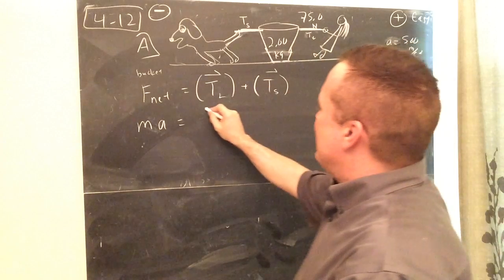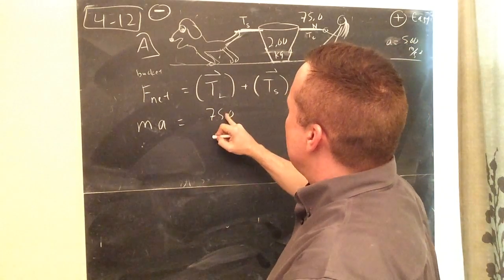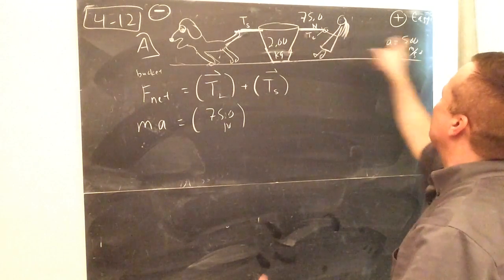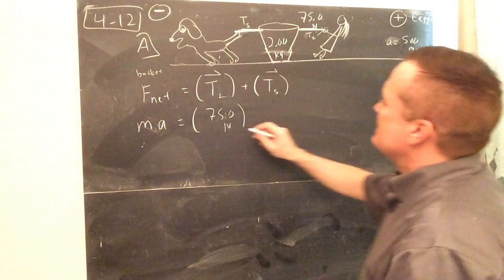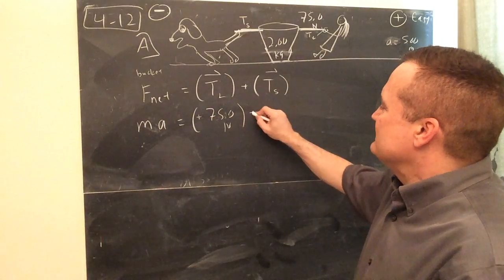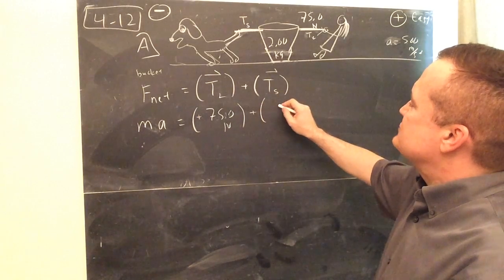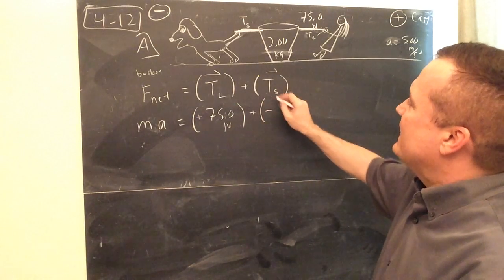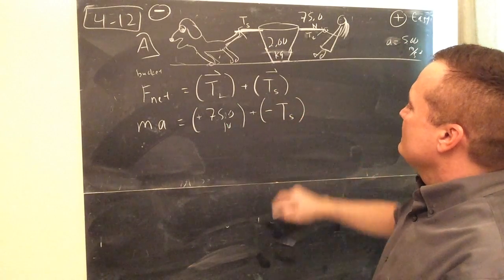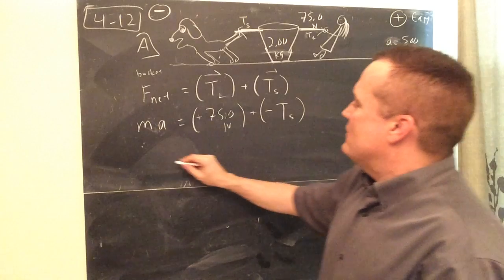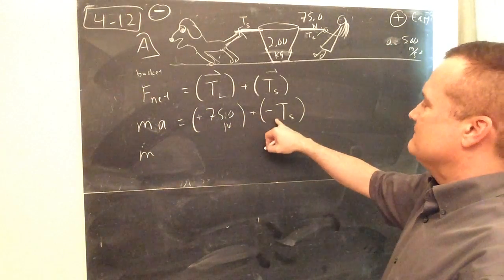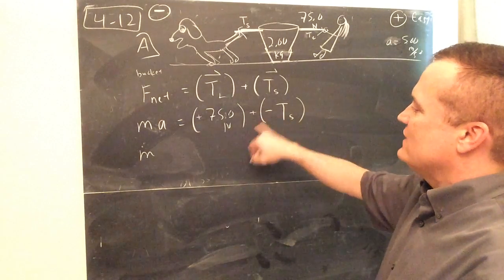Lily's tension is 75.0 newtons. Now, is it positive or negative? Since she's pulling in that direction, the same direction as the acceleration, it's positive. So we don't really have to put a positive, we can just leave it off. Spot's tension, though, is going to have to be negative because he's pulling that way. There it is, it will be negative TS. So MA equals 75 minus TS, plus and negative.